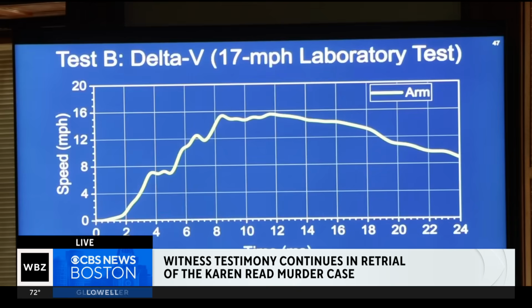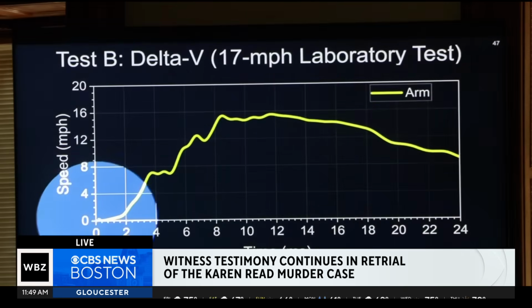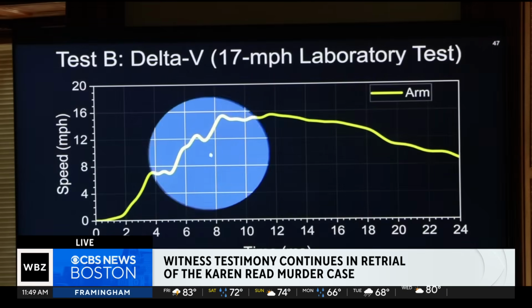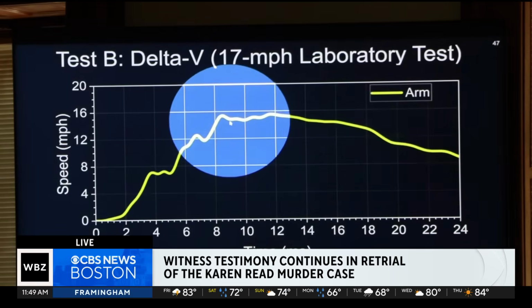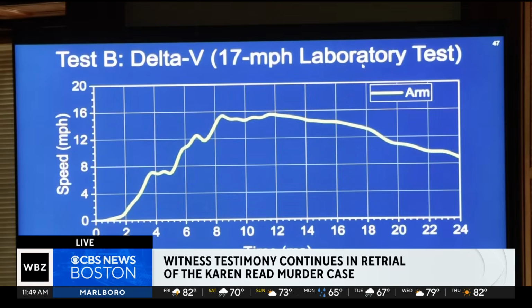What is the delta V as it relates to the 17-mile-an-hour lab test? So you can see, again, the arm initially at rest is accelerated up, increasing in speed, and then reaches just about 16 miles per hour, so reaching nearly a common velocity with the taillight at about 8 milliseconds in time. Next slide, please.